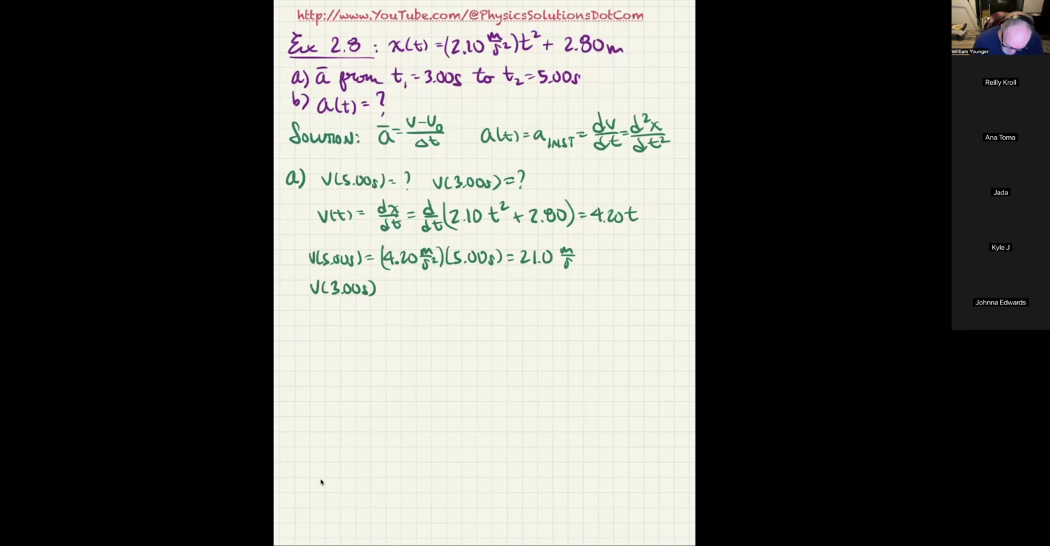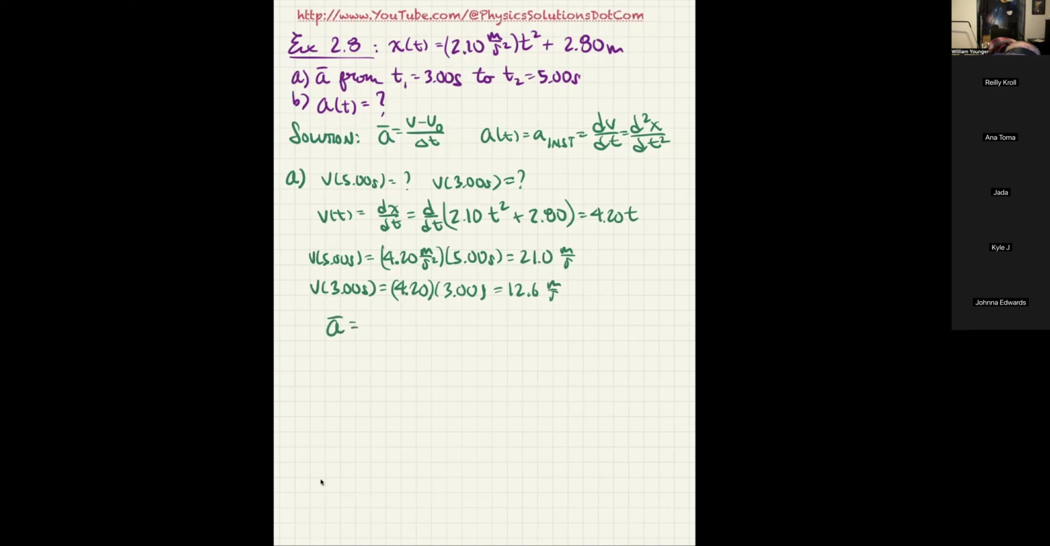No problem. Now we're doing the same thing, only this time it's for the 3 second mark. I'm going to leave the units off this time. At the 3 second mark, we have 3 times 4.20. 3 times 4 is 12. 3 times 0.2 is 0.6. So this is going to be 12.6 meters per second.